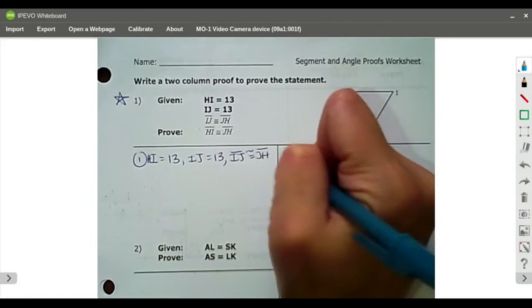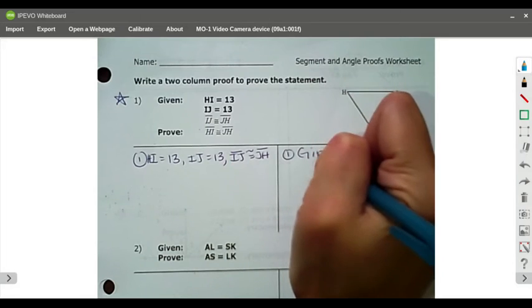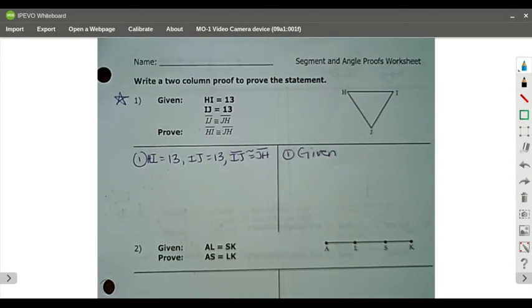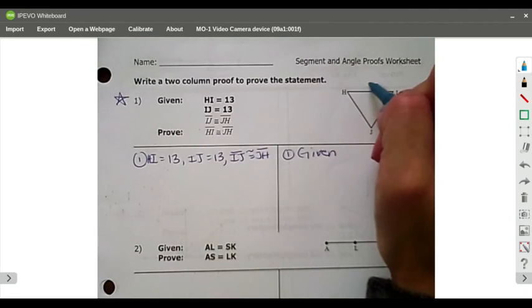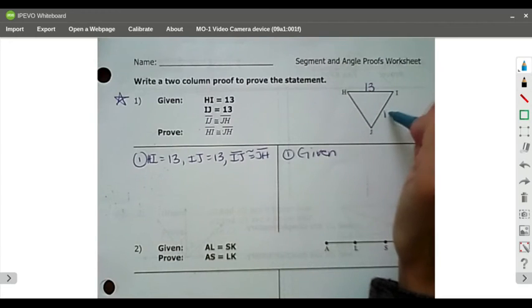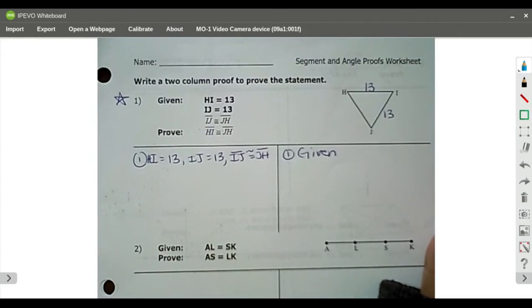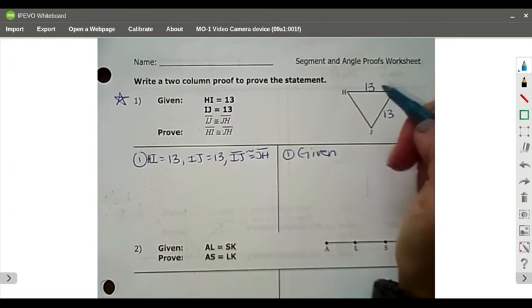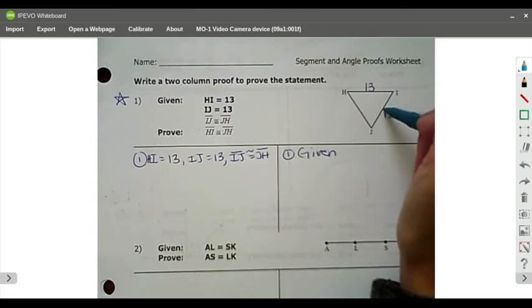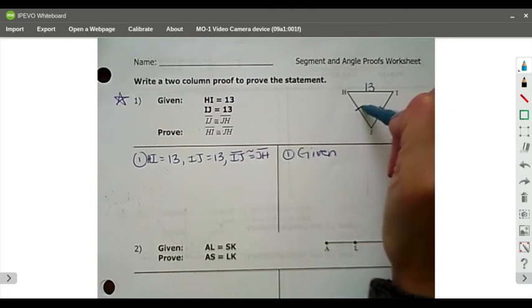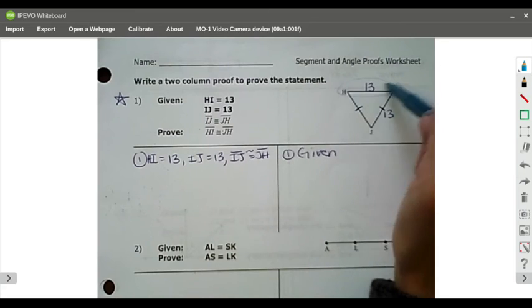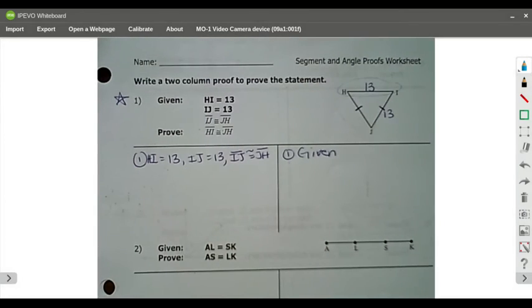So that's all given. As you're doing these, I think I've said this before, it makes it a lot easier to read if you number them. Okay, so let's see. HI is 13. I'm going to label the picture so I can brainstorm a little. IJ is 13. We were given IJ is congruent to JH. We're trying to show that these are congruent. Okay, so that's not too bad.